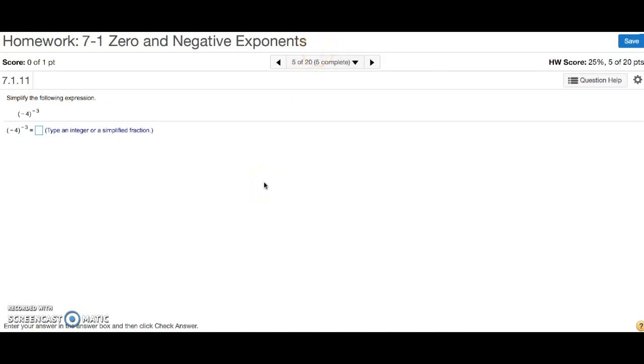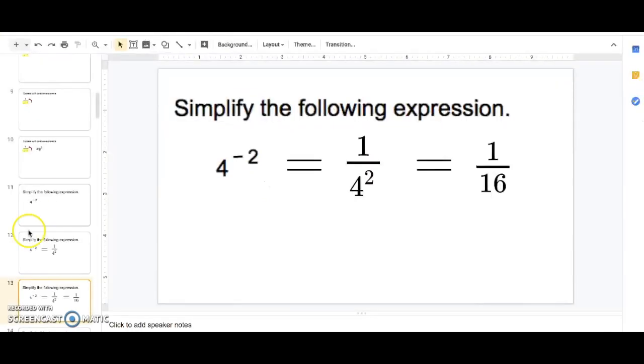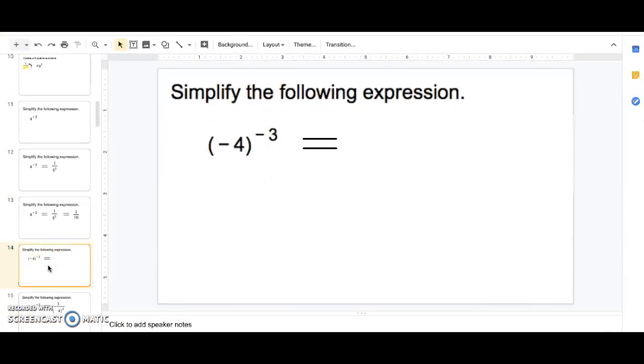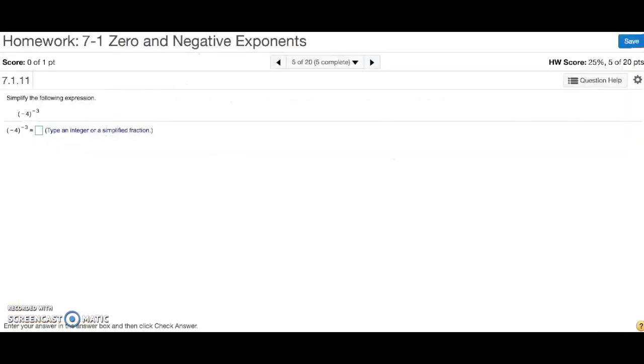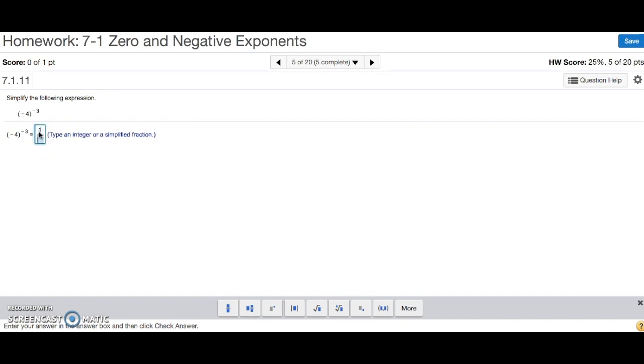Number 5, it is asking you to simplify the following expression, negative 4 to the negative 3rd power. Okay, so again, with the negative exponent, I had to move it down in the denominator underneath 1. So I have negative 4 to the positive 3 power, which will give me a negative 64. So my answer would be 1 over negative 64.